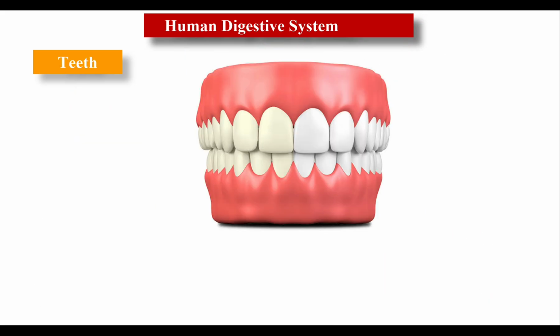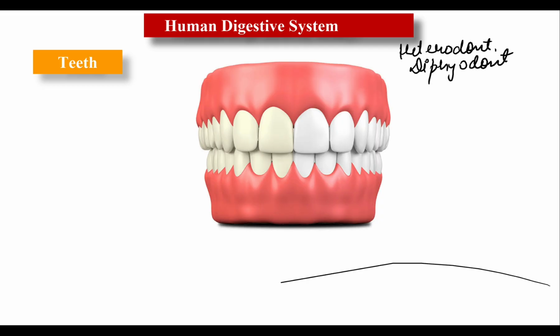Okay, come toward the next part of the buccal cavity, which is known as the teeth. Let's talk about the teeth. In our case we have different types of teeth. Actually, if I'm talking about the human digestive system, our teeth are heterodont, diphyodont.